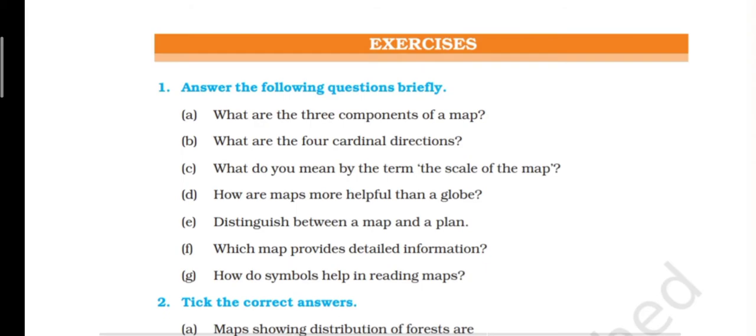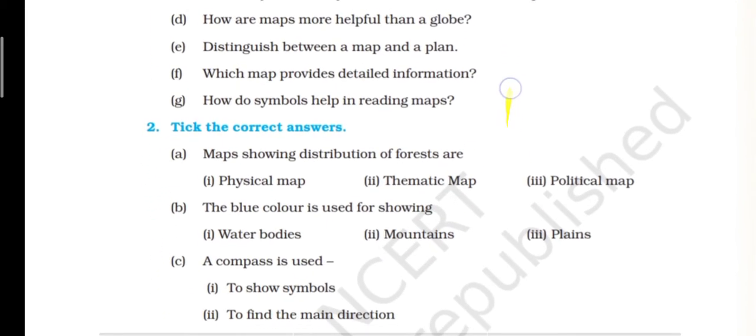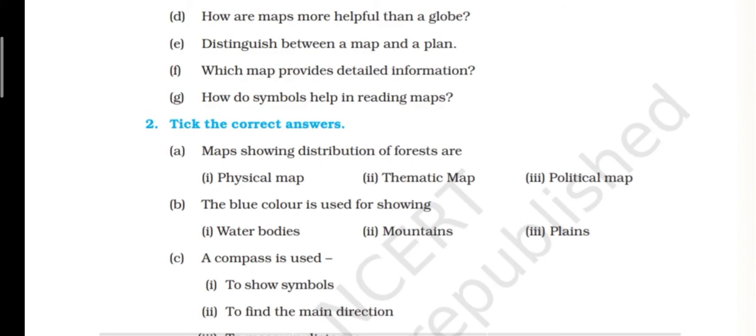Now the last question is, tick the correct answer. First is, maps showing distribution of forest are thematic maps. The answer is 2, thematic maps, because a physical map shows us various landforms or natural features, and a political map shows us countries, states or towns along with their boundary. So the answer is 2.